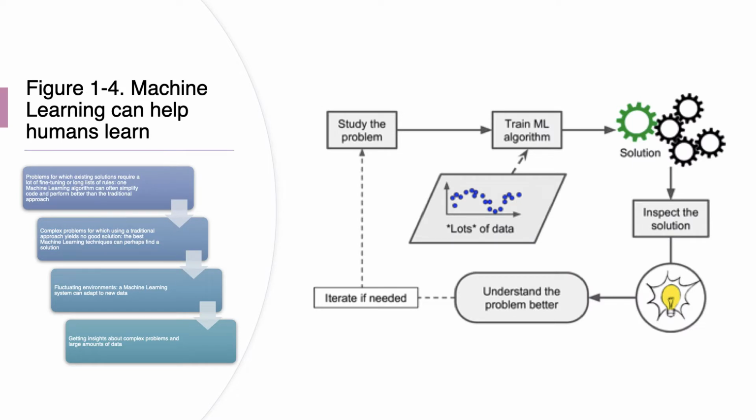To summarize, machine learning is great for problems for which existing solutions require a lot of fine-tuning or long lists of rules. One machine learning algorithm can often simplify code and perform better than the traditional approach. Complex problems for which using a traditional approach yields no good solution: the best machine learning techniques can perhaps find a solution. Fluctuating environments: a machine learning system can adapt to new data. Getting insights about complex problems and large amounts of data.